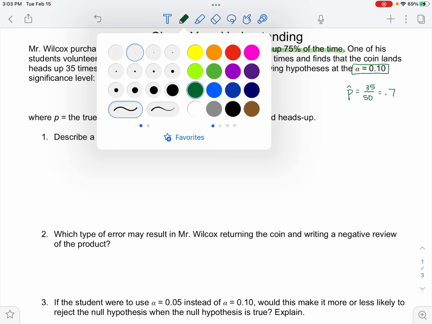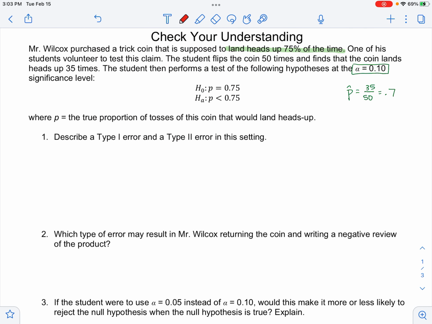But I'm going to get started by just defining each of these in context of the problem. So the null hypothesis is that p equals 0.75. Essentially, this is saying that the coin works as advertised. So like the store says, that it'll land heads 75% of the time. So that means if p is 0.75, it works as it's supposed to. Versus if p is less than 0.75, that means that the coin does not work as it's supposed to, or as advertised. Does not work as advertised.